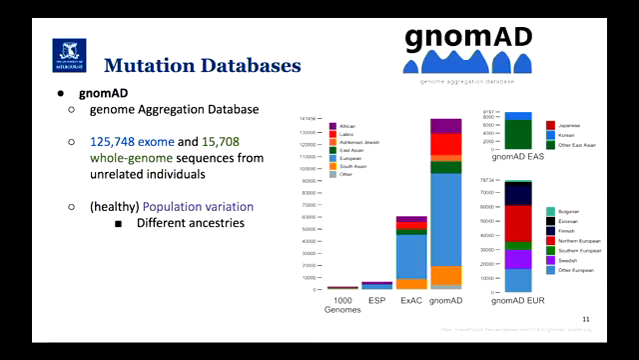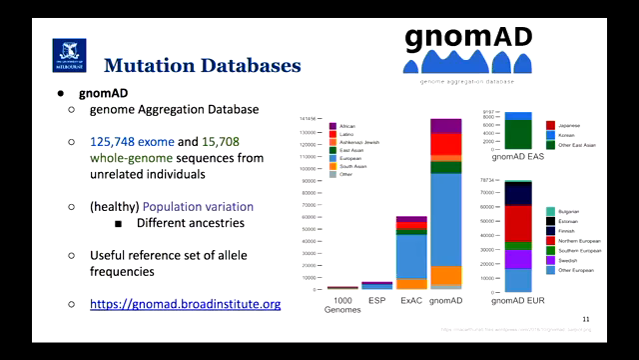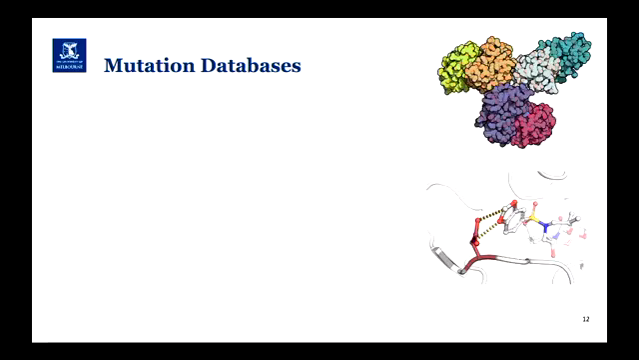So these allow us, for instance, to ask the question, are there variants that are predominant in a specific population? And for instance, when you're developing a specific type of drug, how these variants affect drug efficiency. So this is very useful as a reference set for allele frequency, and it's maintained by the Broad Institute, so open source data.